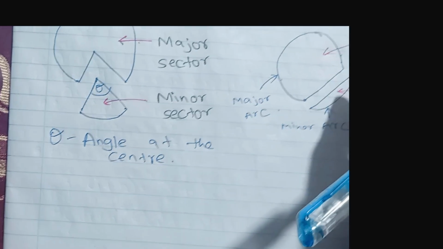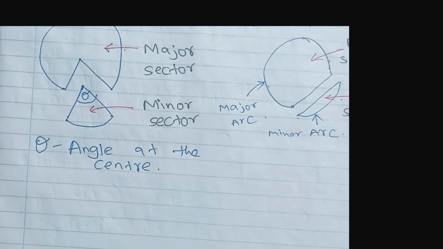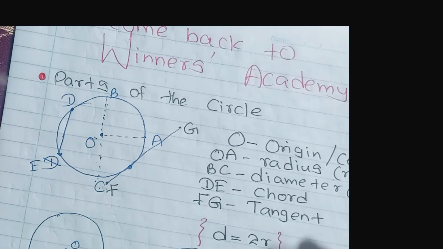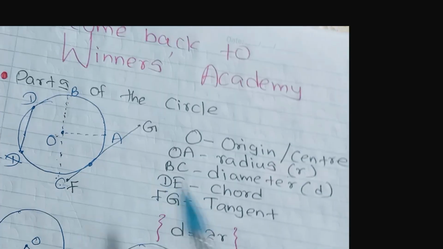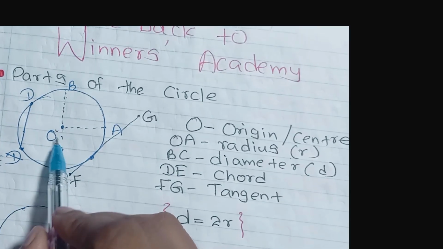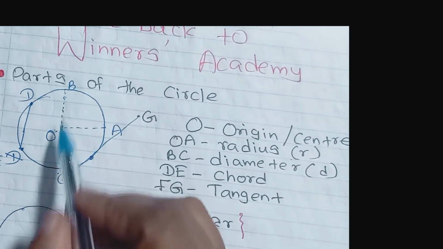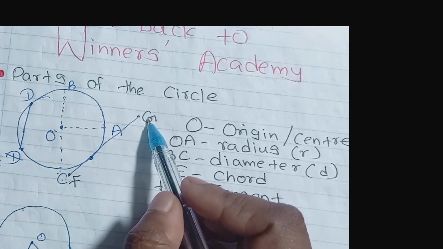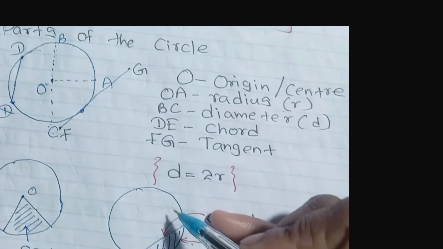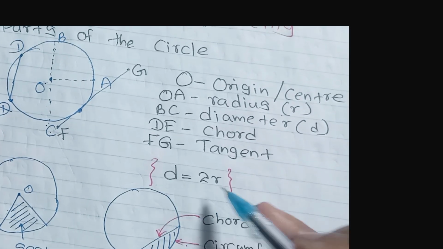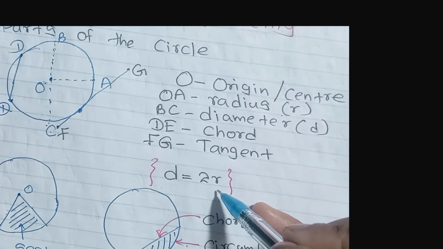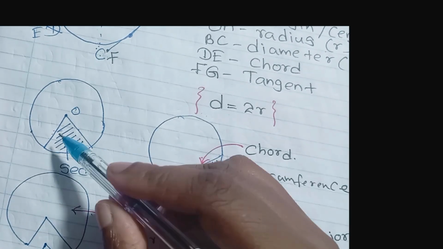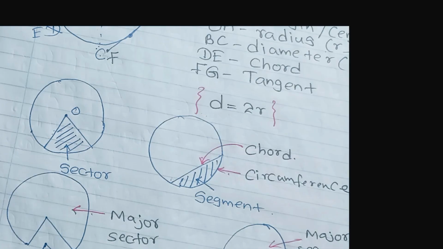So I hope you understood all the things we discussed today, class. Today we studied the parts of the circle, right? In that part we studied what is the center of a circle, what is the radius, what is the diameter, what is the chord, and what is the meaning of tangent also. And lastly we studied the relationship between diameter and radius. Those are the parts we studied, and also we can go for the sector and segment, that means the parts of a circle.